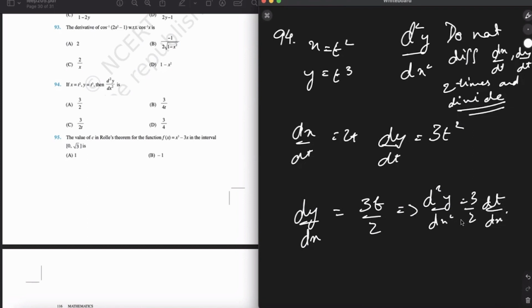Alright, so dt by dx was what? See, from here 1 upon 2t. So 3 by 2 into 1 upon 2t will be 3 upon 4t. This is your answer.